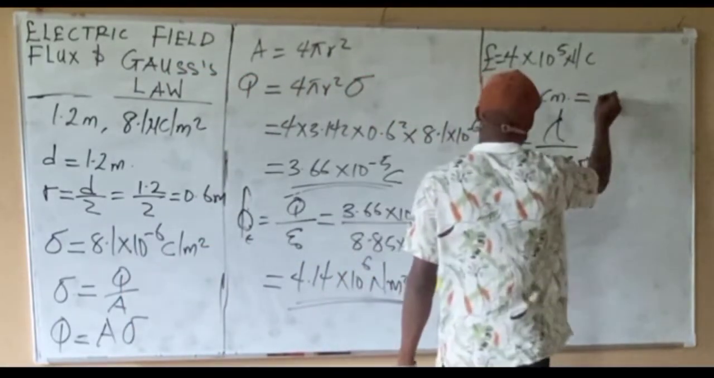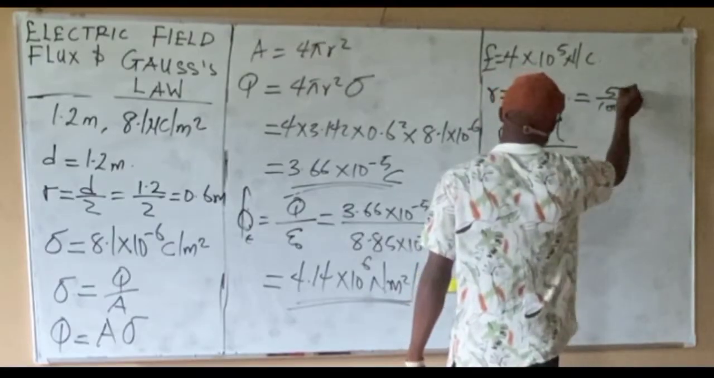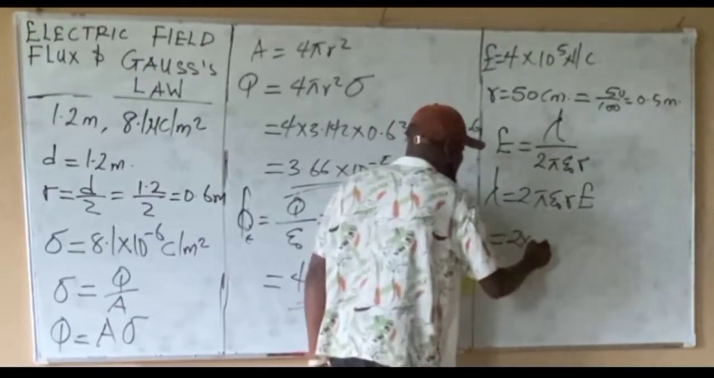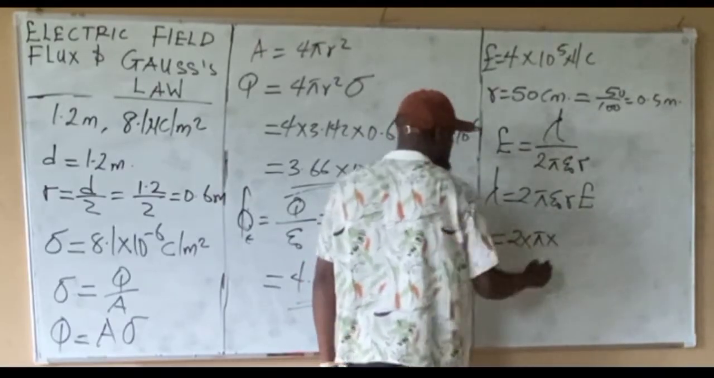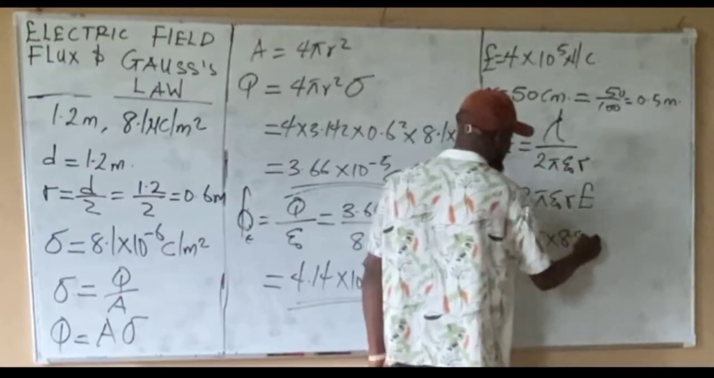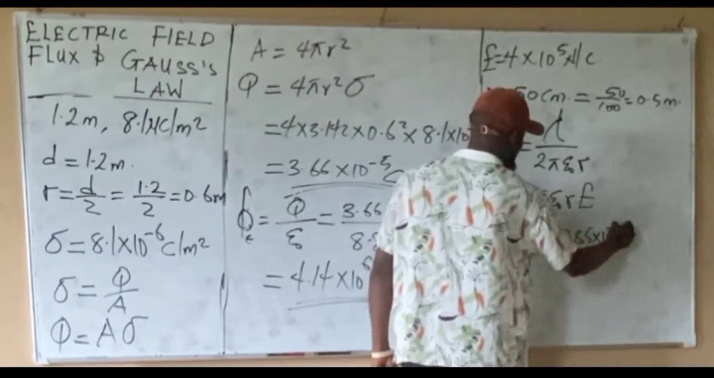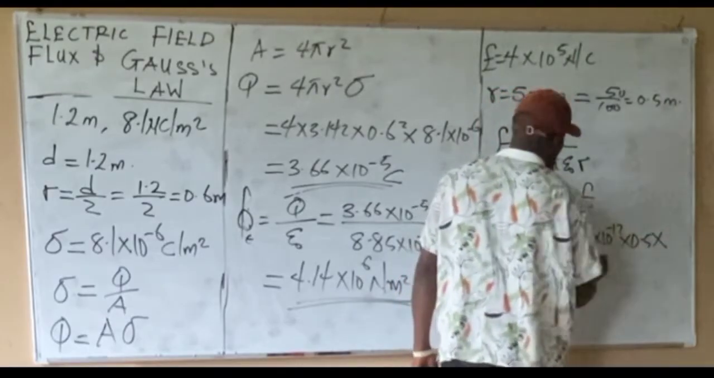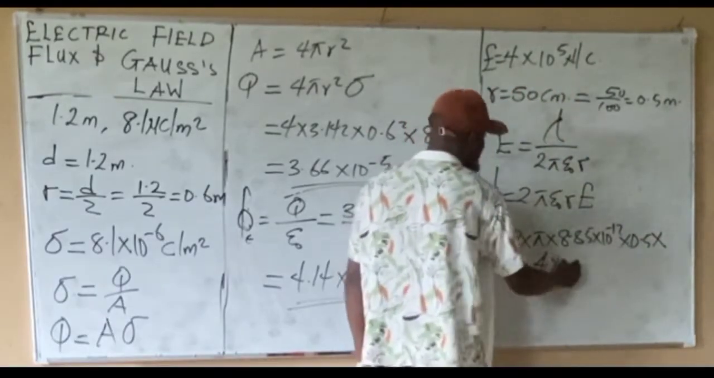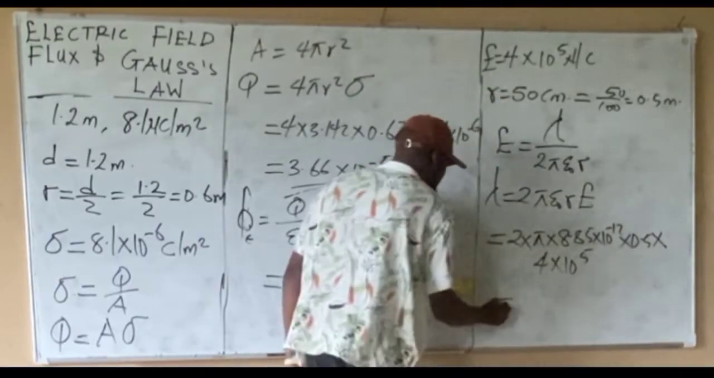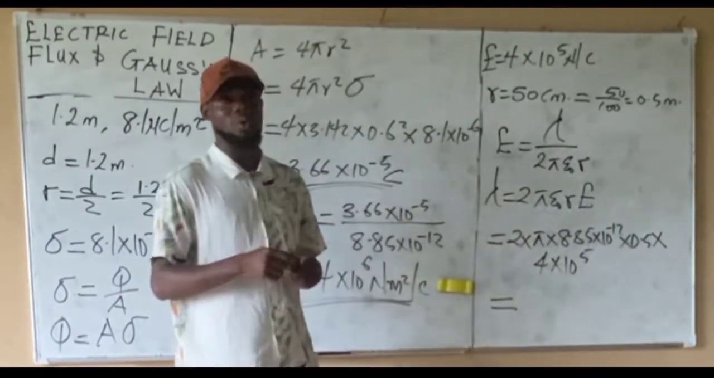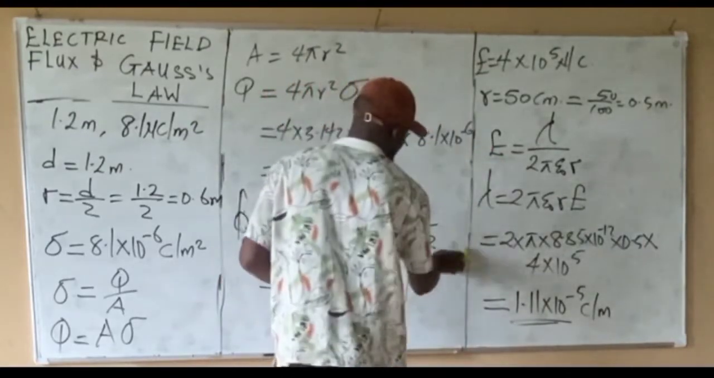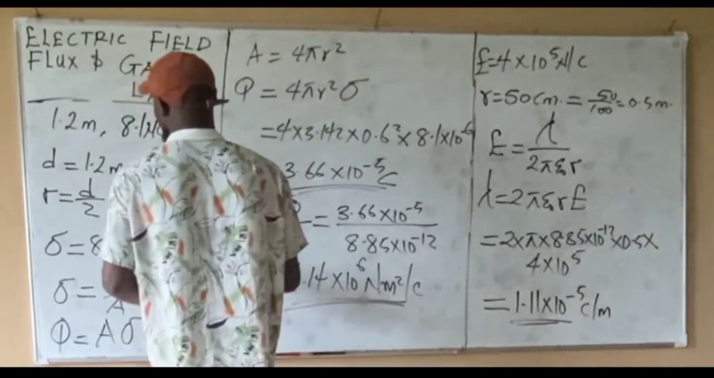So r is 50 over 100, that is 0.5 meters. This will give us 2 times pi, which is 3.142, times epsilon naught, 8.85 times 10 to the power minus 12, times r, 0.5, times the field, 4 times 10 to the power 5. We solve this and you are going to have 1.11 times 10 to the power minus 5 coulomb per meter. That will be the linear charge density.